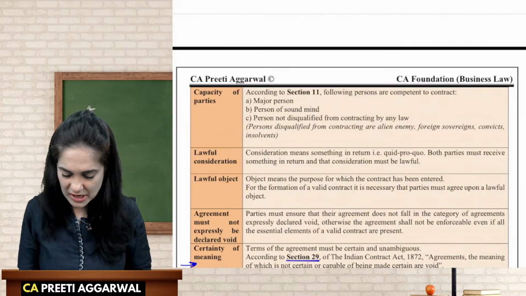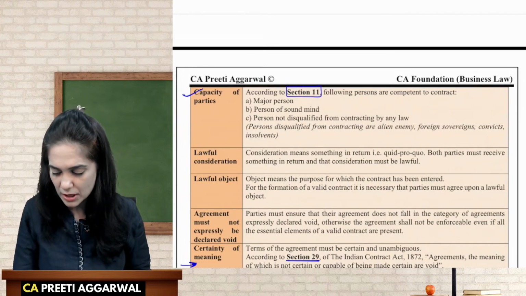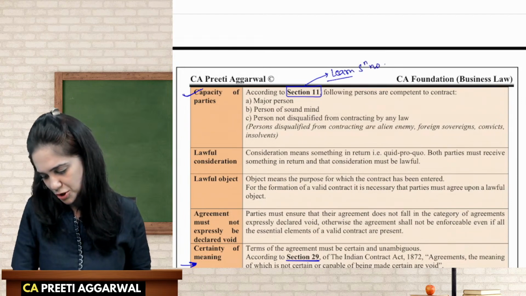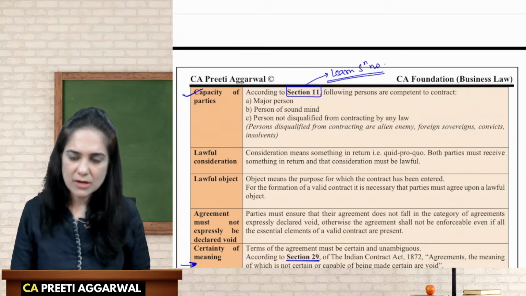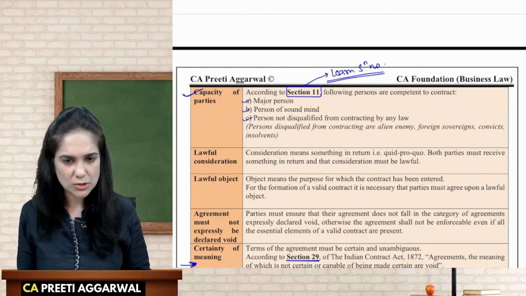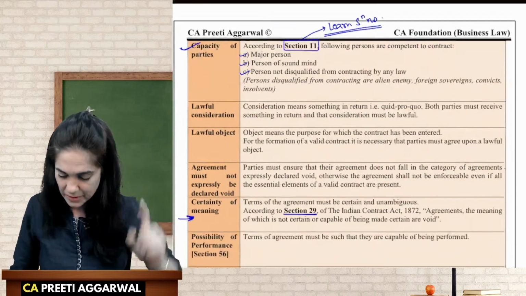Okay, the next element is that parties must be capable of entering into a valid contract. For me, section 11 is important. You need to learn this section number. Okay, section 11, capacity, competency. Only a major person of sound mind, a person who's not disqualified, can enter into a valid contract. This again we will discuss in unit 3.